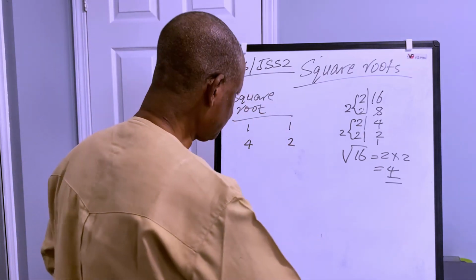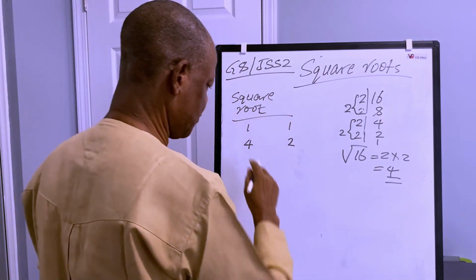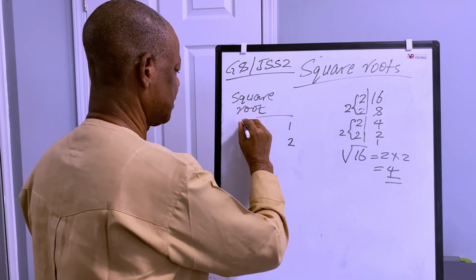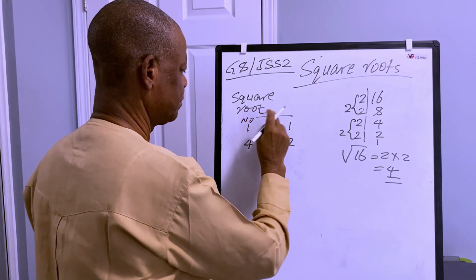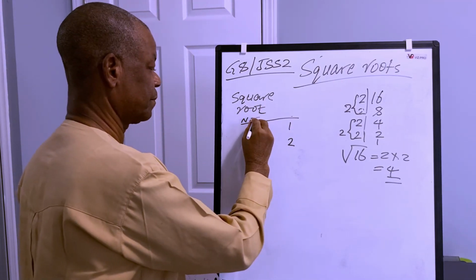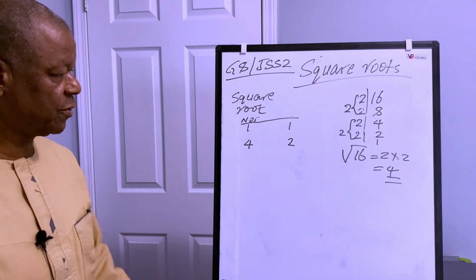Okay. This is the square root. We are talking of the square root. This is the number here, and this is the result. This is the result, the square root.